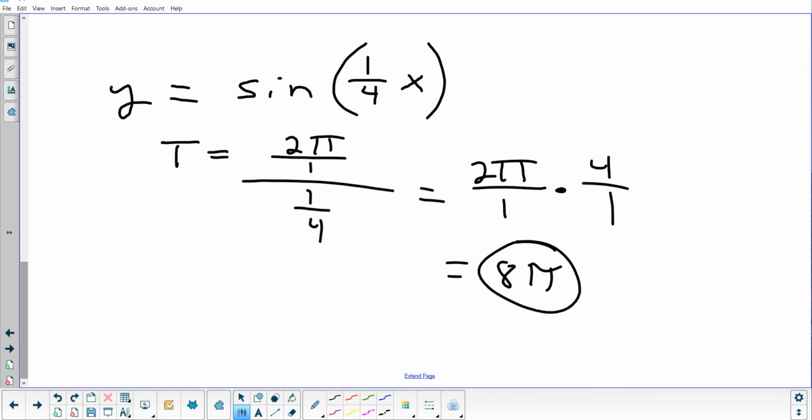Now, what if I did this? What would be the period now with that plus 3 on the end? Yep. 8 pi. Still 8 pi. All you did is you just took what you had and you moved it up 3. Well, I don't care where you move it, it still has the same period. How about if I do that? Let's do a different number. 8. What would be the period of that one?